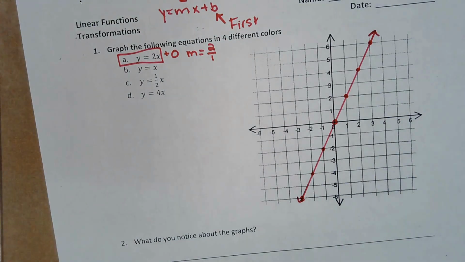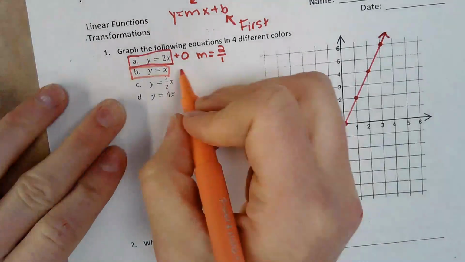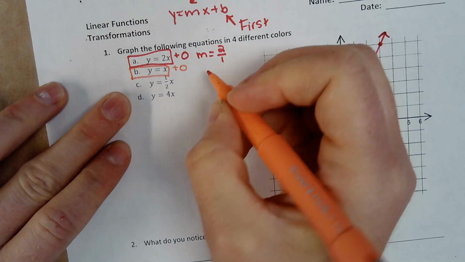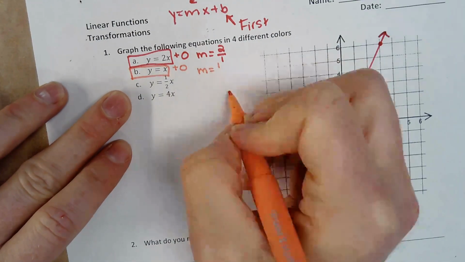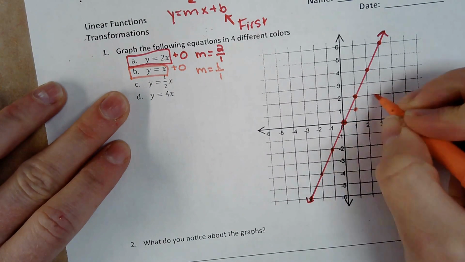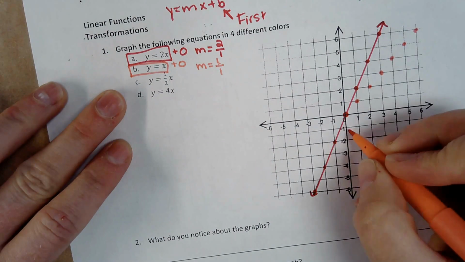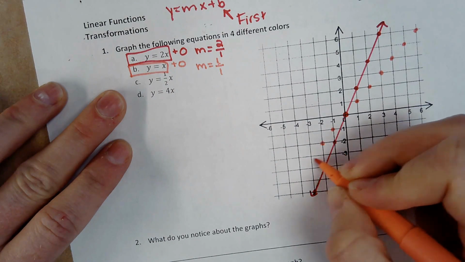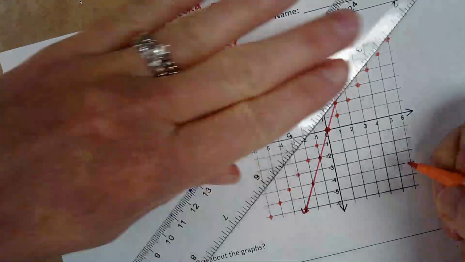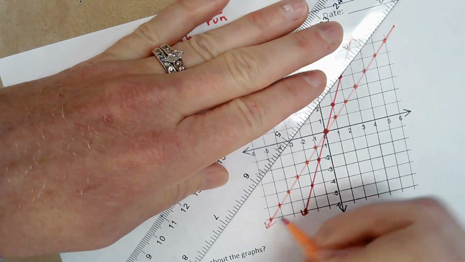Then you're going to go to the second one. So I'm going to do this one in orange. Again, we don't have a plus b, so it's 0. So I'm going to start at 0. Then my slope is 1. So that means it's 1 over 1. So count up 1 over 1, up 1 over 1. And then go the opposite way. Down 1, left 1, down 1, left 1, down 1, left 1.